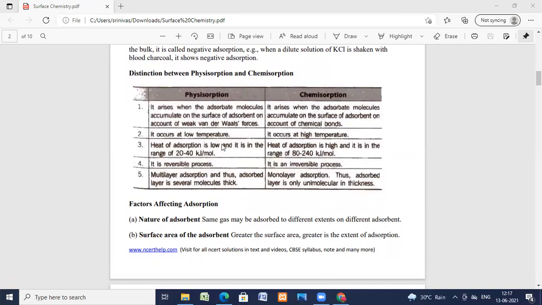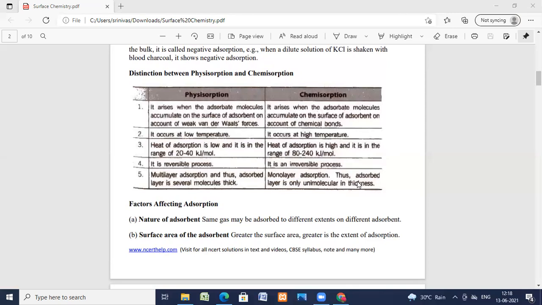Heat of adsorption is generally low for physisorption, in the range of 20 to 40 kilojoules per mole. For chemisorption the heat of adsorption is high, in the range of 80 to 240 kilojoules per mole. Physisorption is a reversible process, whereas chemisorption is irreversible. Physisorption is multilayered adsorption, and thus the adsorption layer is several molecules thick. Chemisorption is only monolayered, so the adsorption layer is only unimolecular in thickness.